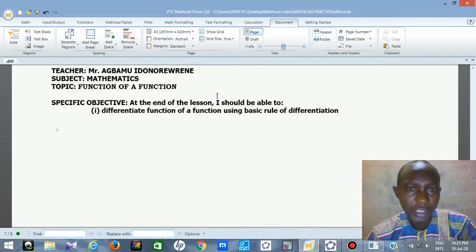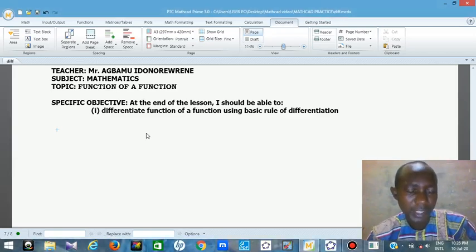In today's class, I want to show us how we can differentiate a function of a function. That is going to be my objective of this class: how to differentiate a function of a function using the basic rule of differentiation. In our last video, I explained how you can differentiate basic polynomials using our basic rule of differentiation. You saw how we differentiated different functions, fractions, and the rest. If you go through that video very well, function of a function is not going to be a problem for you, just listen and pay attention.